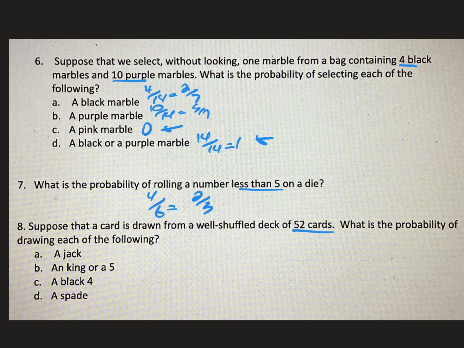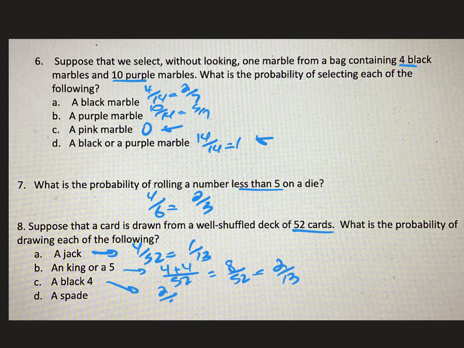Number 8, 52 cards. Let's find the probability of drawing each of the following. A jack. There are 4 jacks in a deck, so you get a 4 out of 52 chance, which reduces to 1/13. A king or a 5. There are 4 kings and there are 4 5s out of 52. Remember, when you see the word or, you add. That's 8 out of 52, which reduces down to 2/13. A black 4. There are 2 black 4s in the deck, so you get 1 out of 26. A spade. There are 13 spades in the deck, so you get 1 out of 4 chance.